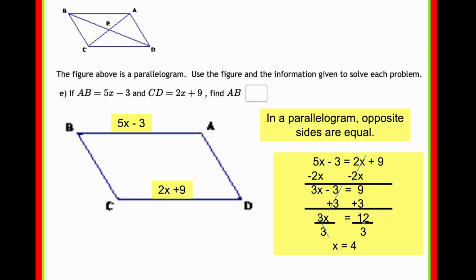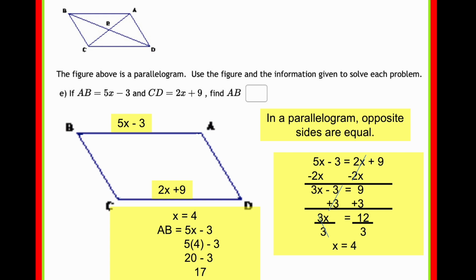So 3x is equal to 12. Divide both sides by 3, x is equal to 4. Now, in some problems, they're going to ask you, solve for x. In this particular problem, they want me to find the measure of AB. So we're not finished, and x is not my answer. We need x in order to find the length AB.